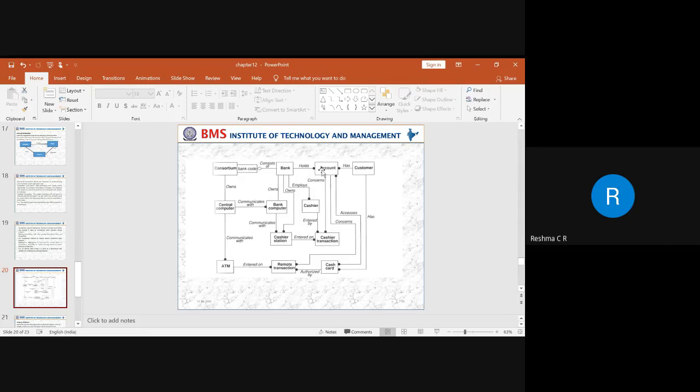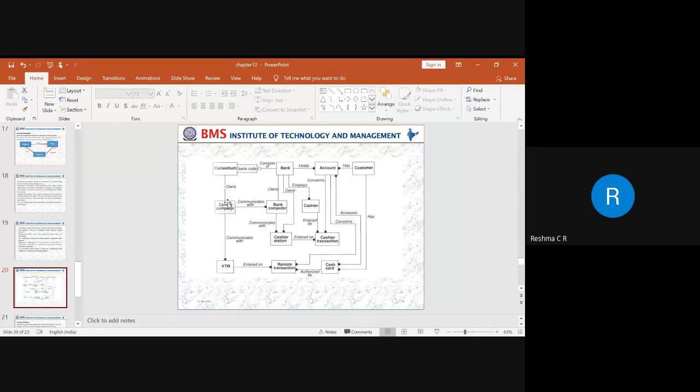That means the bank consists of different accounts, and these accounts have customers. That means bank has a customer. We are trying to relate a customer and a bank. So to relate between a customer and a bank, the customer should have an account with respect to that particular bank. Next, this consortium owns a central computer.